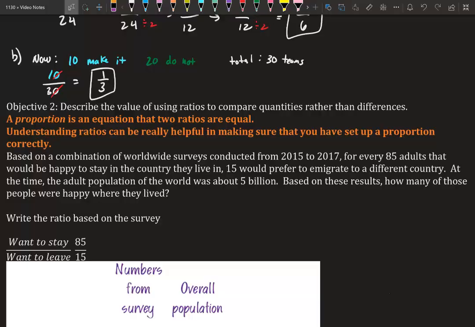Let's describe the value of using ratios to compare quantities rather than differences. A proportion is an equation that says two ratios are equal. Understanding ratios can be really helpful in making sure that you have set up a proportion correctly. Based on a combination of worldwide surveys conducted from 2015 to 2017, for every 85 adults who would be happy to stay in the country they live in, 15 would prefer to immigrate to a different country. At the time, the adult population of the world was 5 billion. Based on these results, how many of those people were happy where they lived?